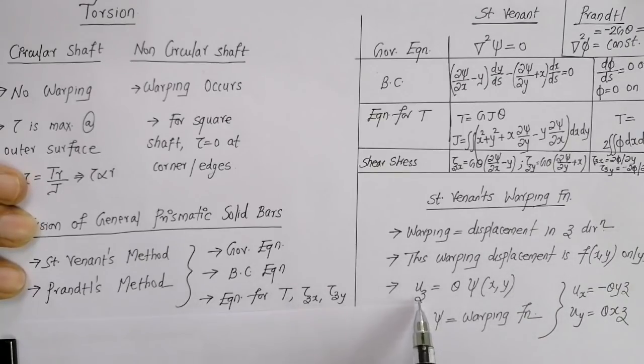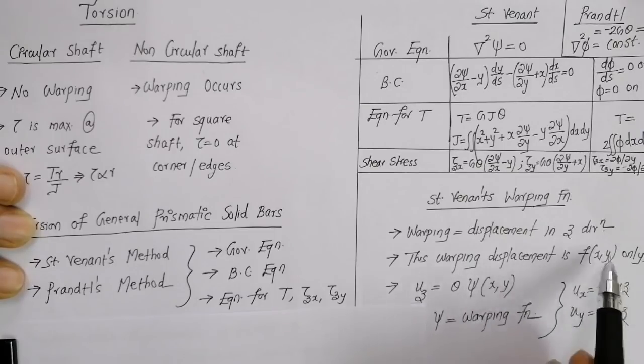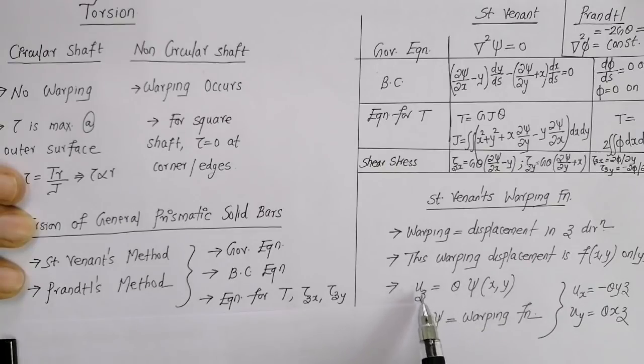So what does uz mean? uz is the displacement along the z direction. So uz is equal to theta into psi of x comma y, where psi is called the warping function. It is a function of x and y only. Now, if we analyze the derivation, we will obtain ux is equal to minus theta yz, uy is equal to theta xz.